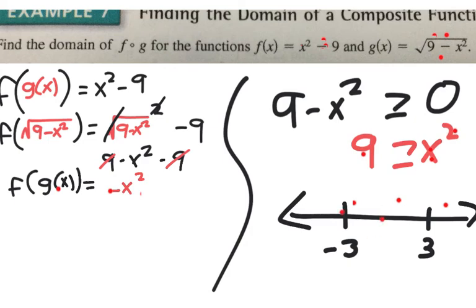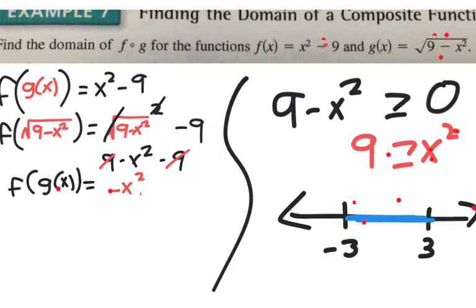Let's try this section. What's the number between negative 3 and 3? 0. Okay? 0 squared is 0. Is 0 less than or equal to 9? Yes, it is. So this section worked. And then let's try this section. If I plug in a 4, 4 squared is 16. Is 16 less than or equal to 9? No. So this section doesn't work.